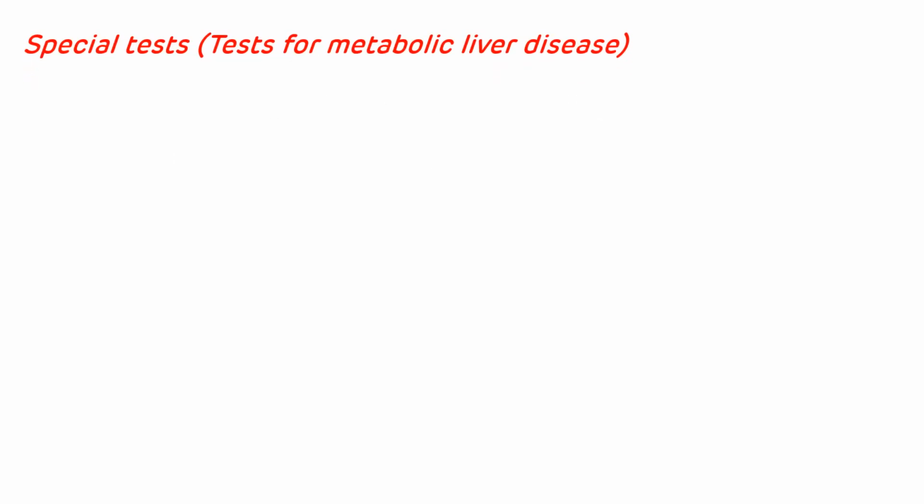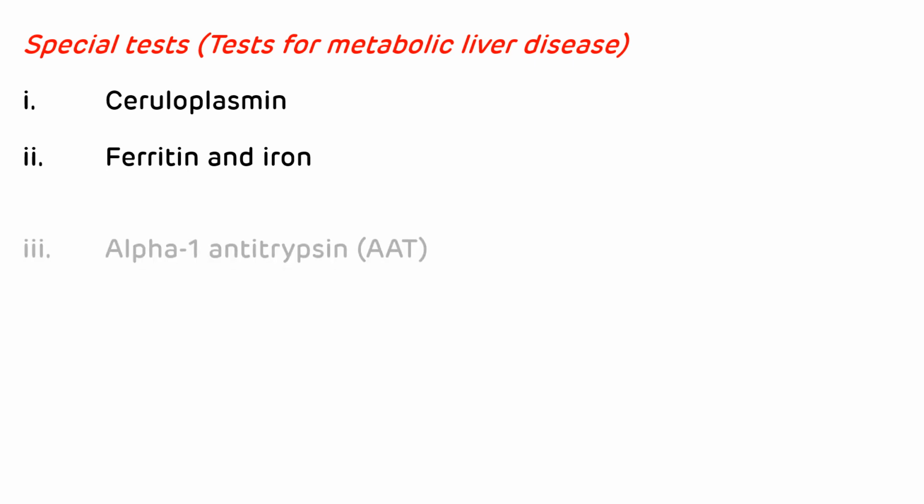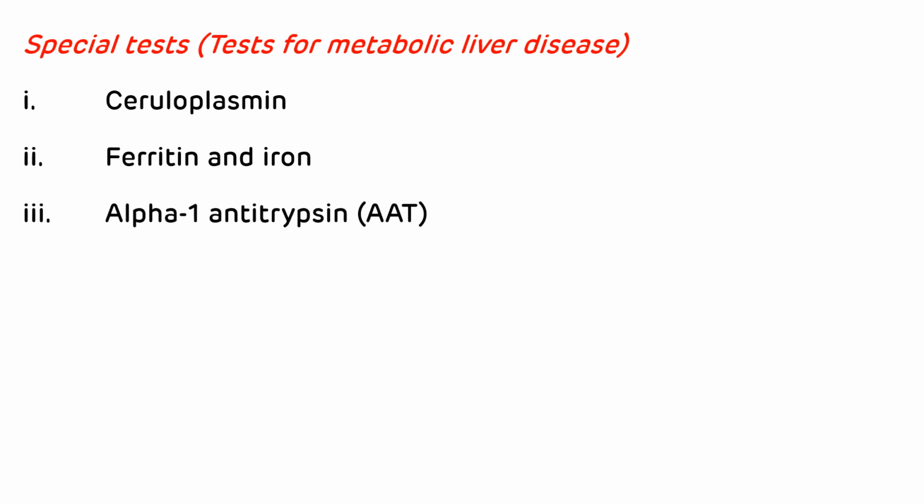There are some special tests which are done for assessing the functional capacity of liver. In that, first one is ceruloplasmin, second one is ferritin and iron, third one is alpha-1 antitrypsin, fourth one is beta-2 microglobulin.